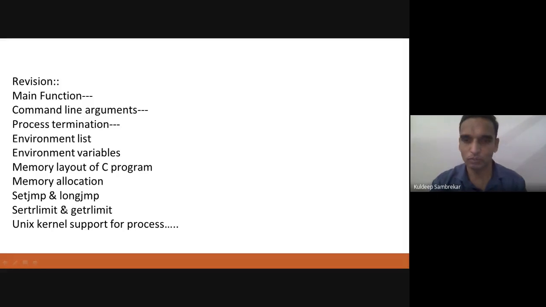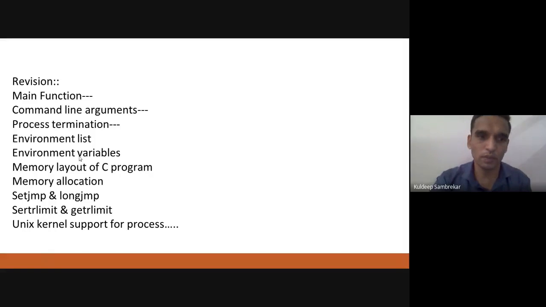You can know which resources are given to your system, how the values are assigned, what the maximum values are, how the values can be changed. It has a structure which will give the current limit value and the maximum limit value. Then we said about kernel support for process.